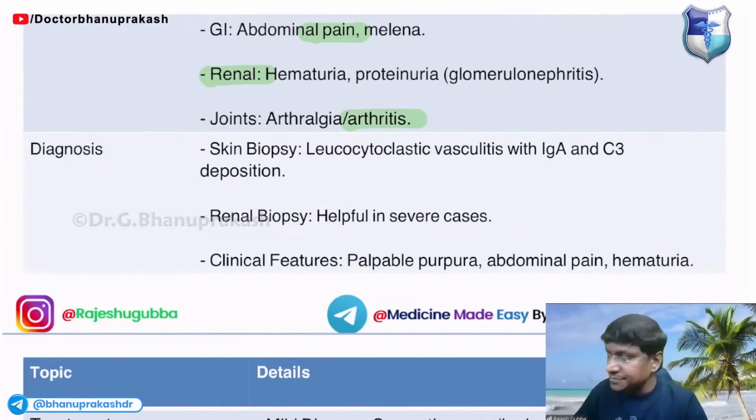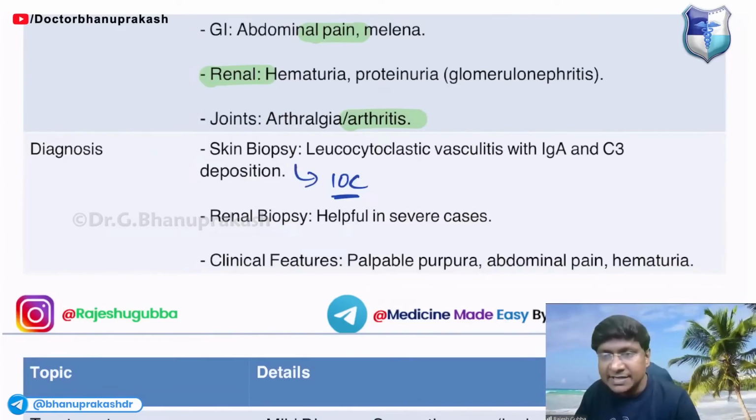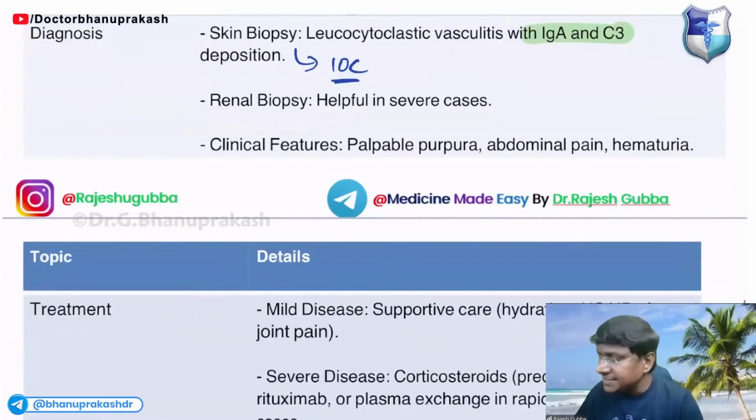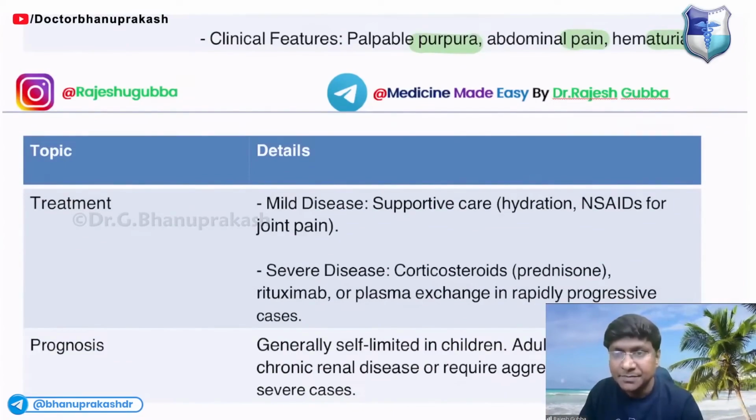And skin biopsy is considered the investigation of choice. And what will you be observing in the skin biopsy? You will notice that there is presence of IgA as well as C3. And in severe cases, the renal biopsy may be helpful. And what will be the clinical features? Palpable purpura, abdominal pain, as well as hematuria.